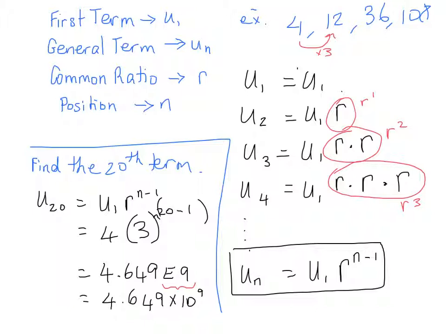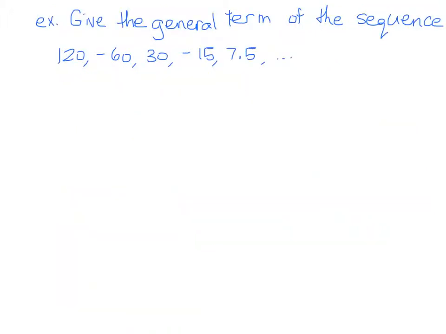All right, I just wanted to show you a couple more things, and then we'll be done with this video. Okay, so the two things I have left to show you, I decided to show you in one single example. All right, so we have a sequence here, and it looks a little weird, right? We have positive, negative, positive, negative. We have a fraction at the end. We have all kinds of weird stuff going on.